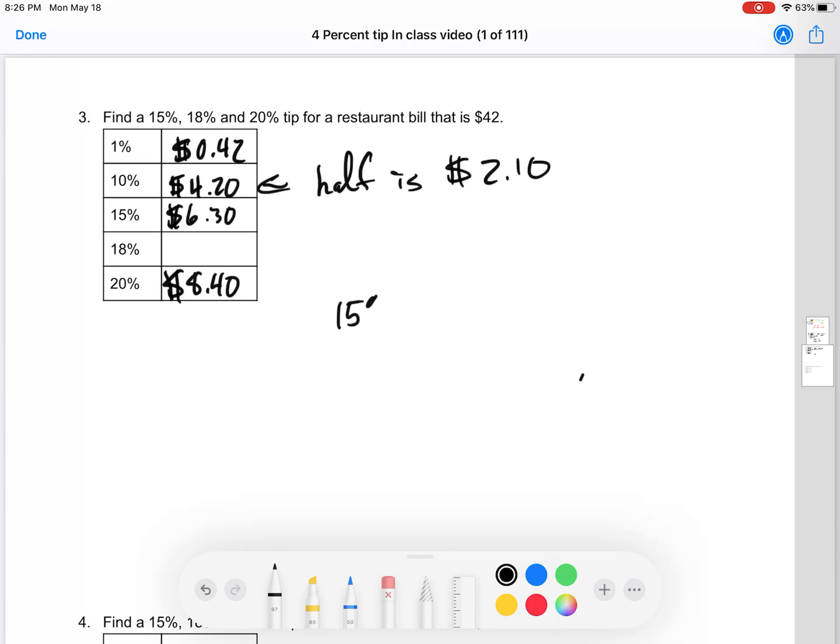I'll take 15% plus 3%. That's what I'm looking for to get 18%, right?